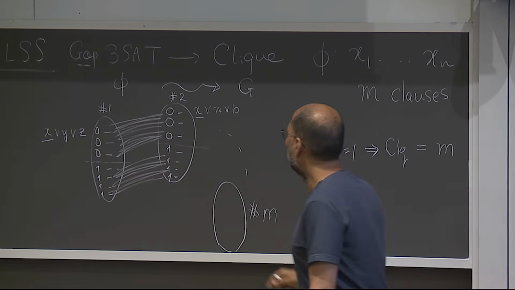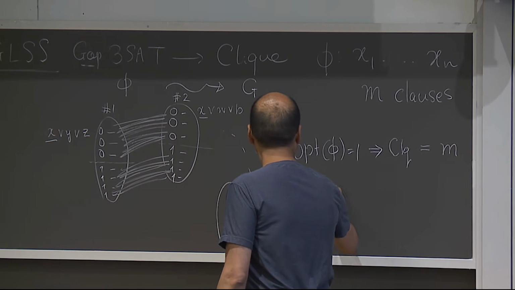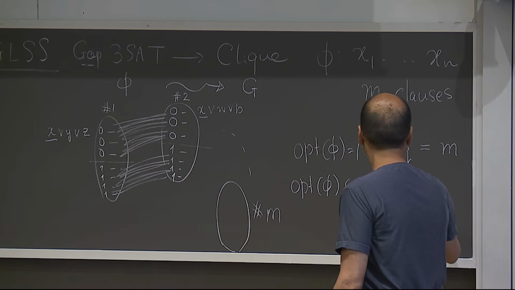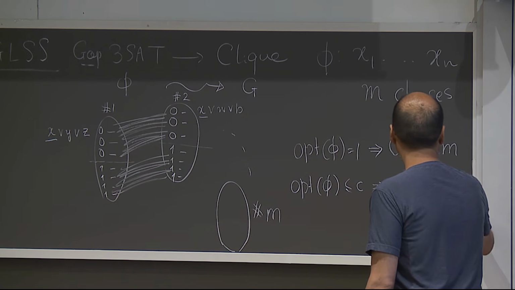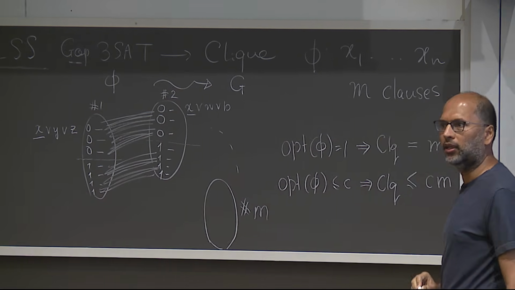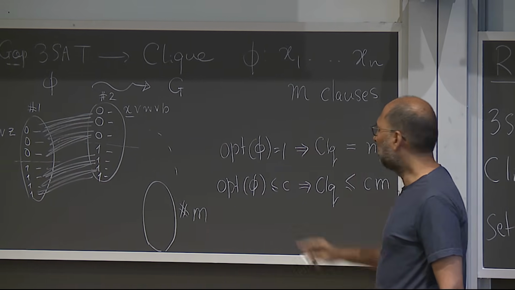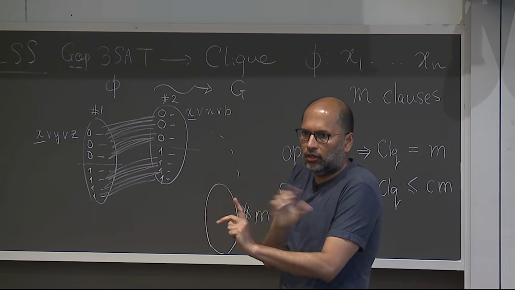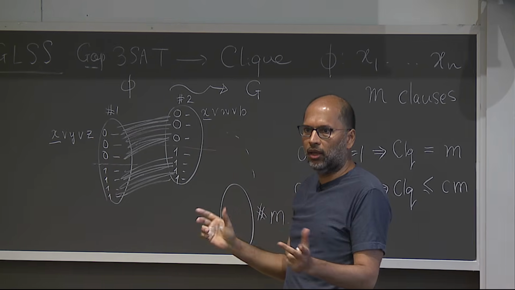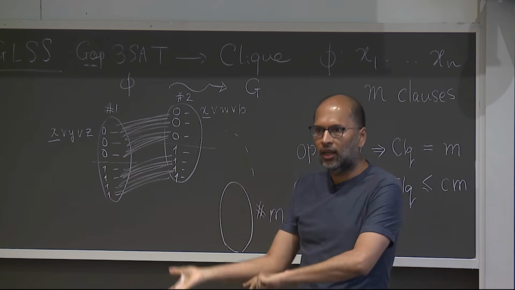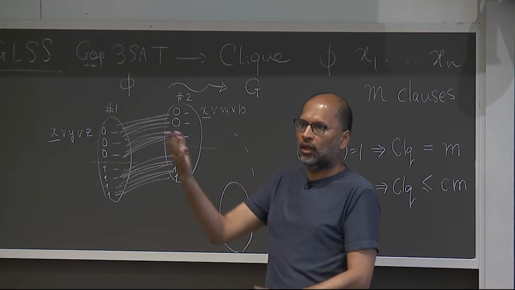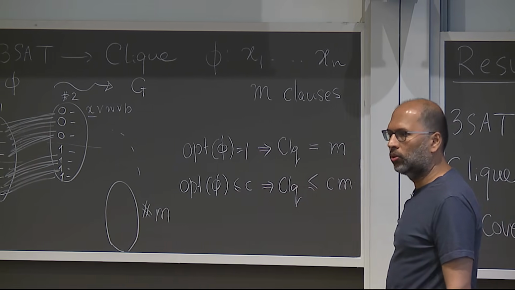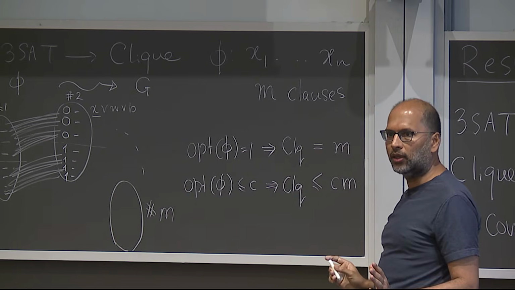On the other hand, if this formula is at most C satisfiable, then it's fairly easy to conclude that the maximum size clique will be of size at most C times M, right? Again, because if you pick one vertex from some of the blocks, they must all be consistent if it is to be a clique, which amounts to having some global assignment. And then you can satisfy only C fraction of the clauses, and you can only pick vertices from fraction C of the blocks. And that already gives you a mild 0.99 hardness result for clique.